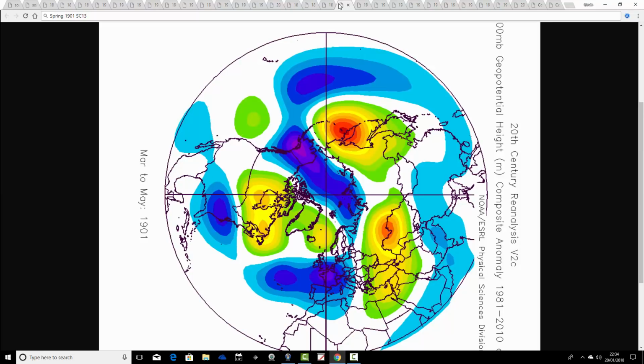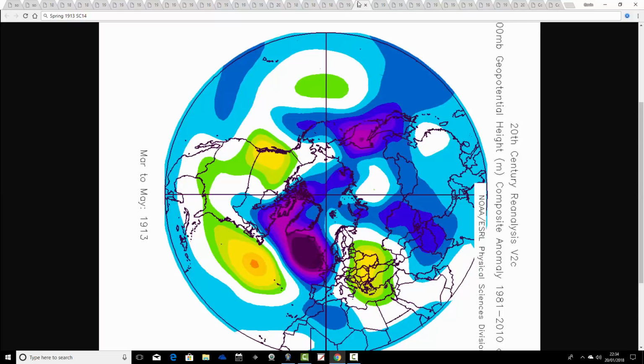This is the spring of 1901 from solar cycle number 13. And this one looks a very unsettled spring too, with below average heights to our south, above average heights to the north. Again, you would think that's quite a coolish spring, plenty of easterly winds, and probably really quite wet, especially down in the south.